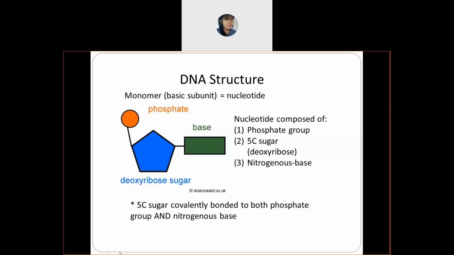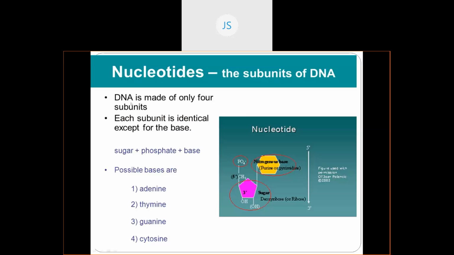I'm repeating the slides again so that it will be easy for you all. The nucleotides are the subunits of DNA, and this DNA is made up of 4 subunits. Each subunit is identical in shape. There is sugar, phosphate, and the base.